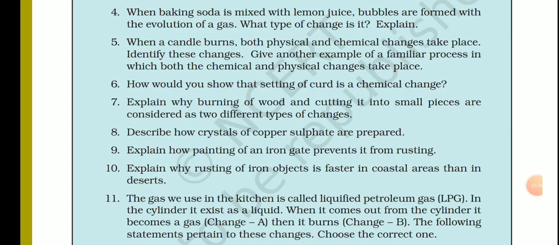Okay students, so this was the process of crystallization. Clear? Next, move on to the next question. Question number 9: Explain how painting of an iron gate prevents it from rusting.